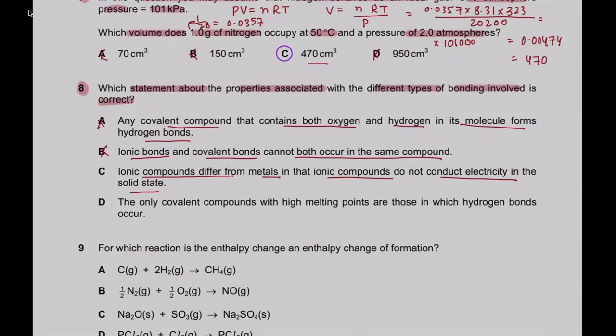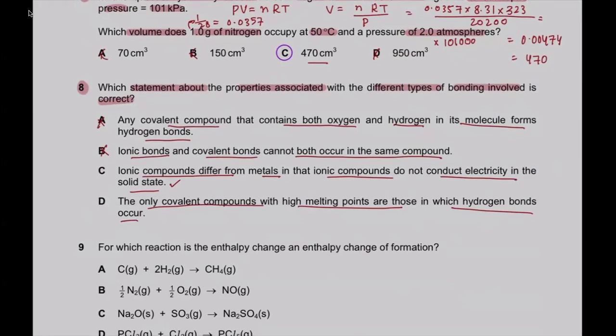The only covalent compound with the high melting point are those in which hydrogen bonds occur. No, besides having no hydrogen bond between the molecules also have a high melting point. So C is the correct answer.